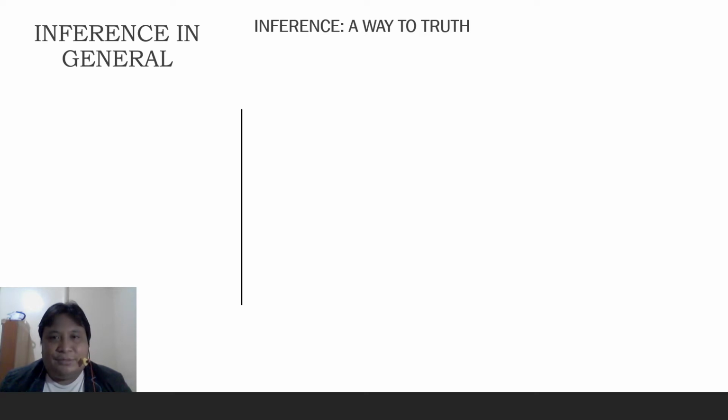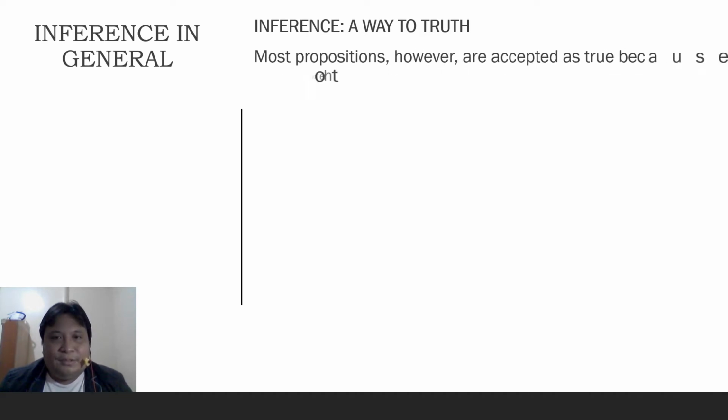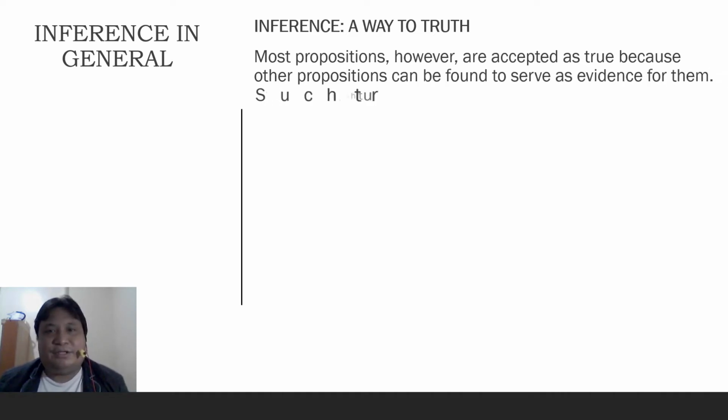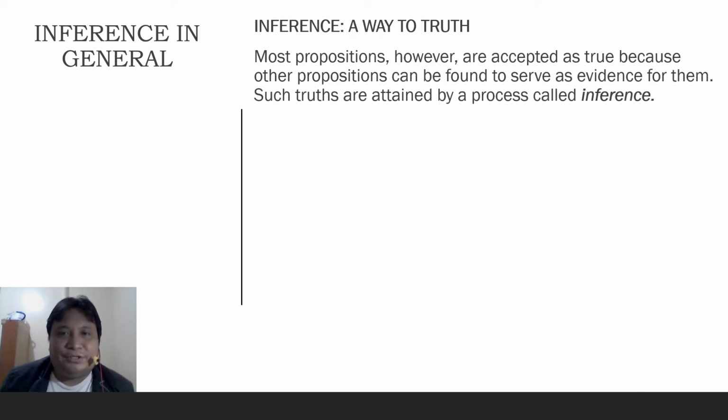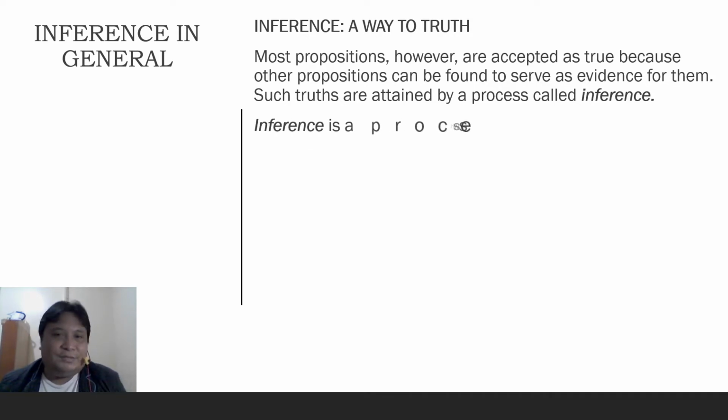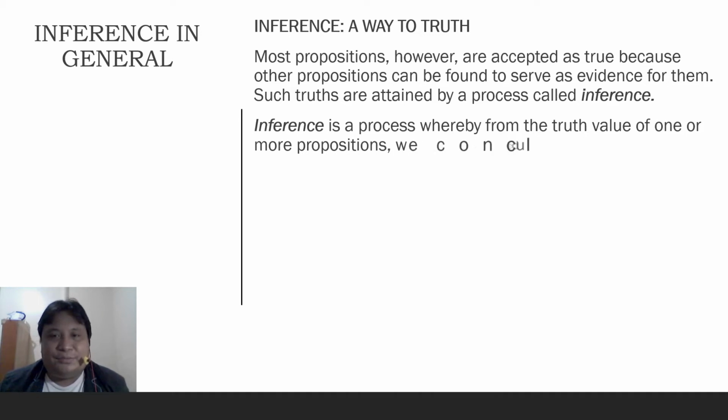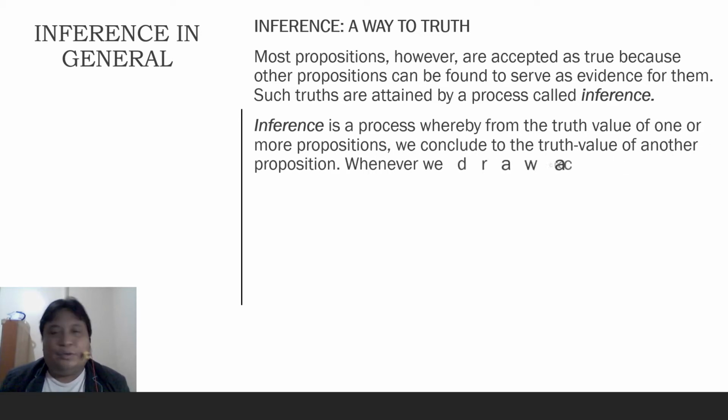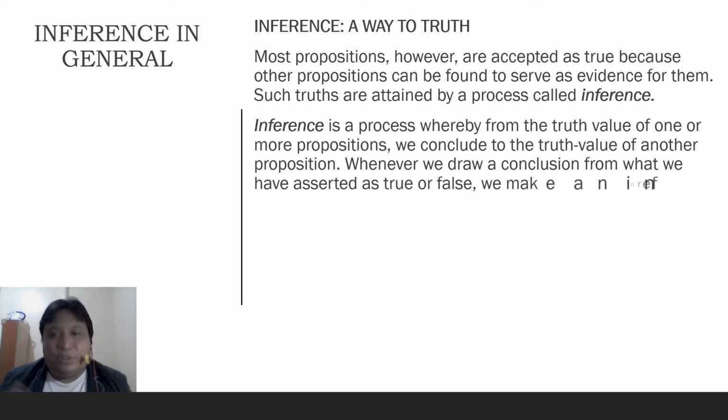Inference as a way to truth. Most propositions, however, are accepted as true because other propositions can be found to serve as evidence for them. In most propositions, such truths are attained by a process called inference. Inference is a process whereby, from the truth value of one or more propositions, we conclude the truth value of another proposition.